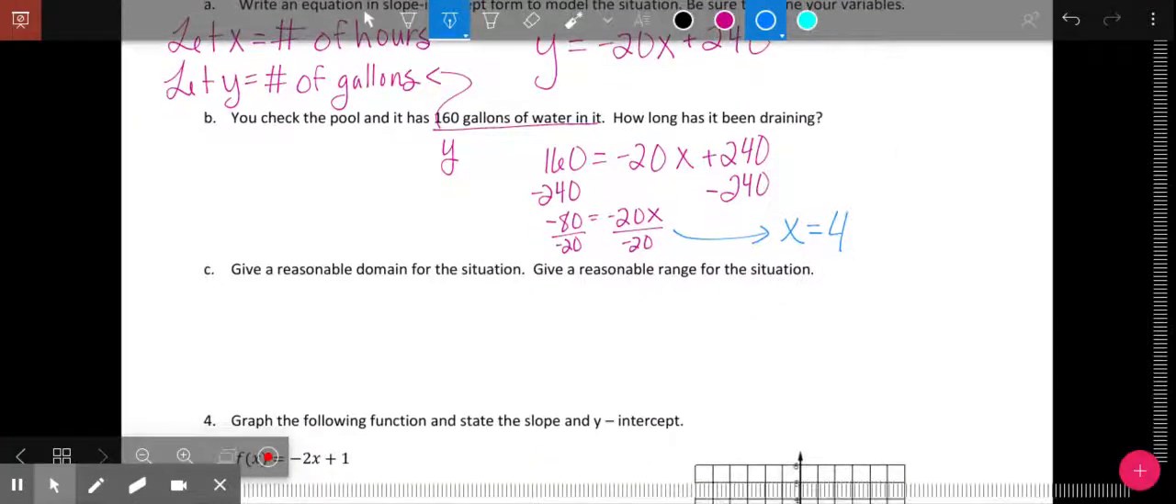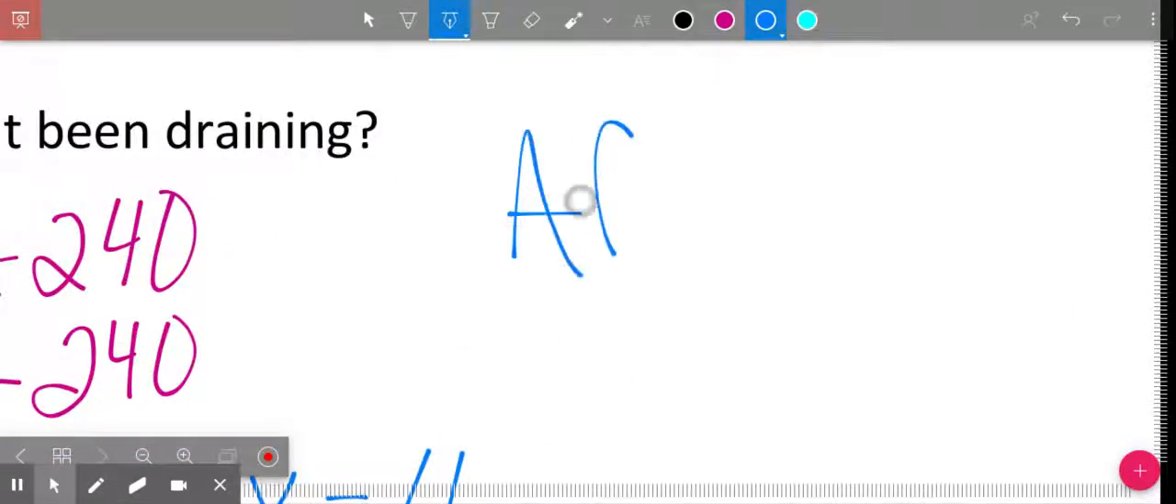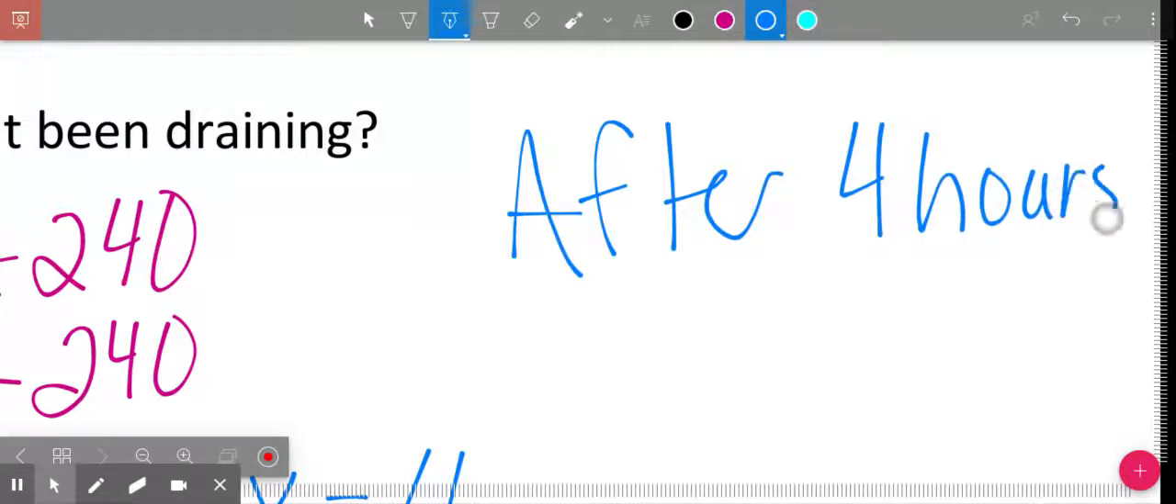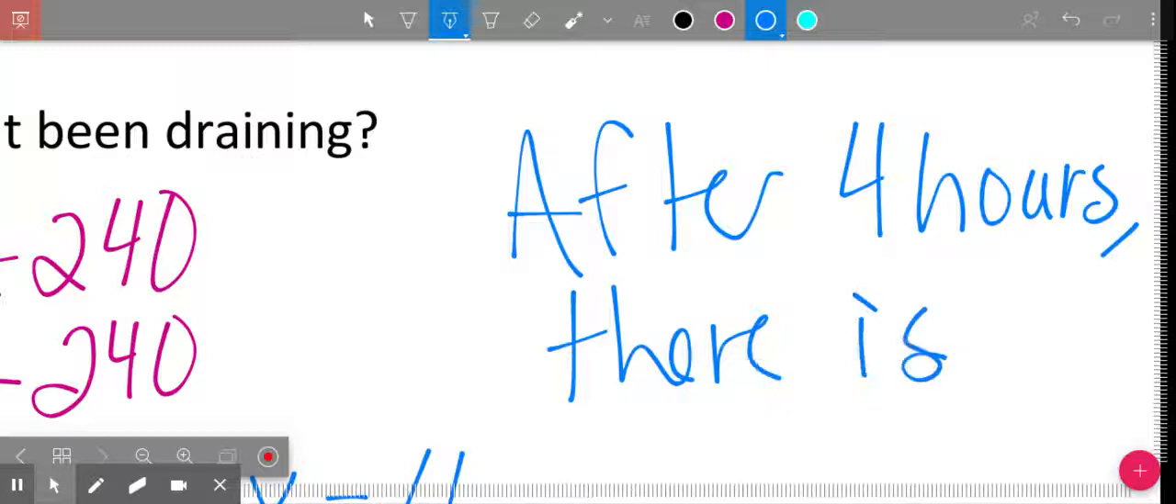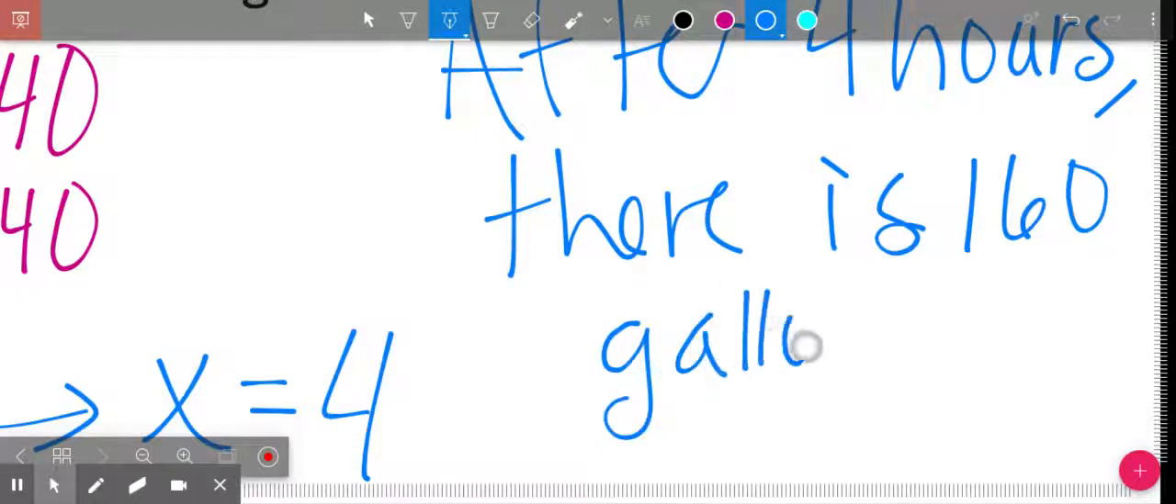So my answer isn't just x equals 4 because I have a word problem, so I need to write a nice sentence to go with it. Okay, so we're going to say after 4 hours, there is 160 gallons of water in the pool.